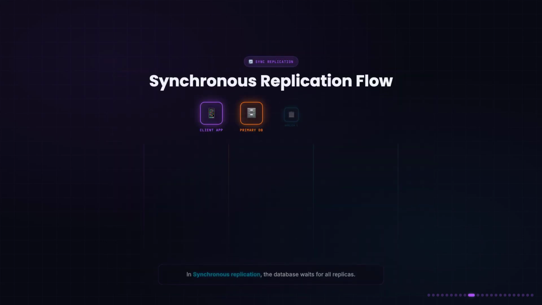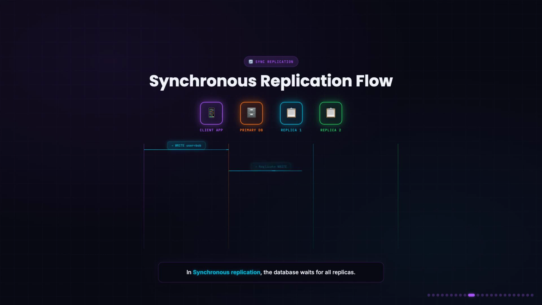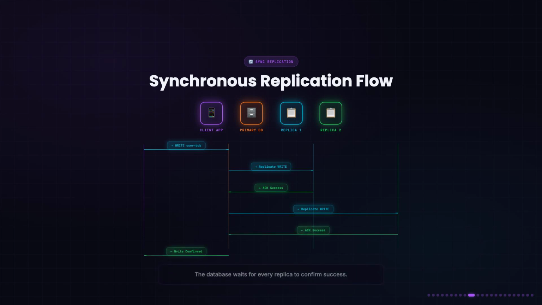In synchronous replication, the database waits for all replicas. When you write data, it's sent to all replicas first. The database waits for every replica to confirm success. Only then does it tell your application the write succeeded. This is incredibly safe. Data is guaranteed on multiple machines. The downside? It's slow. Latency depends on your slowest replica. Look at all those steps the client has to wait for.